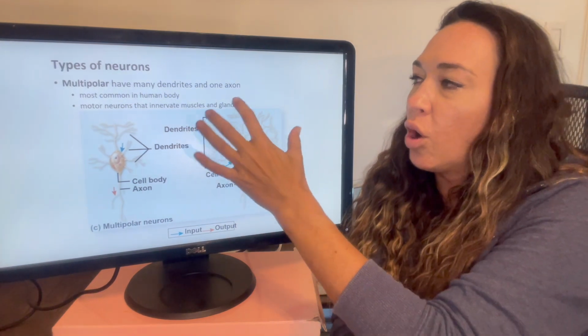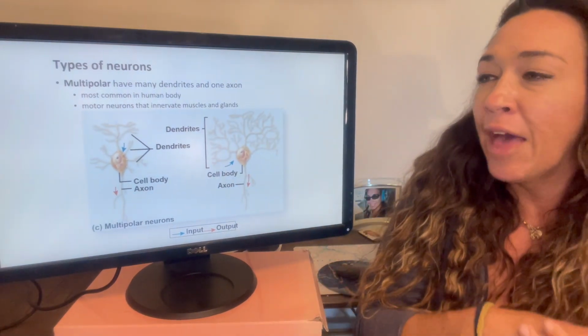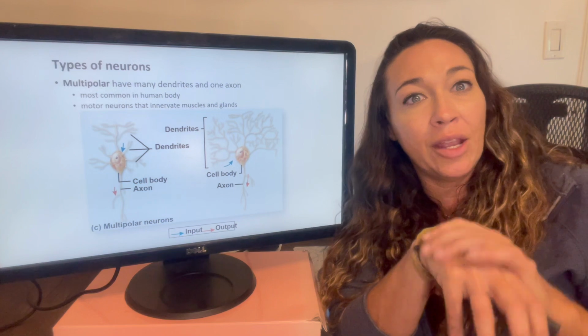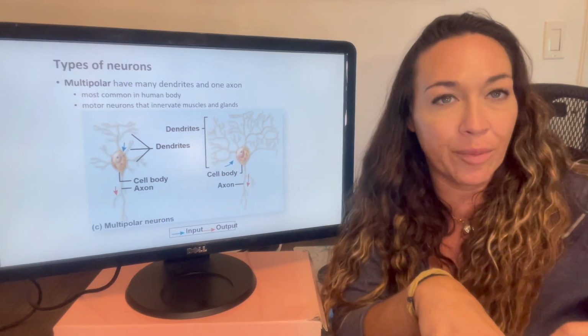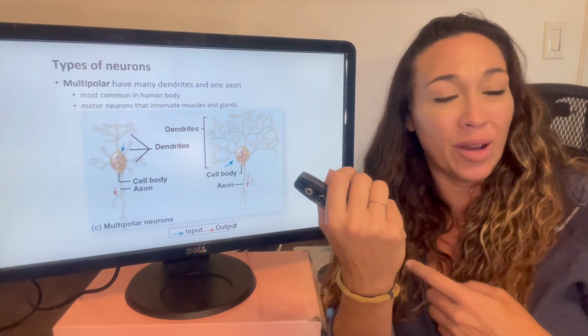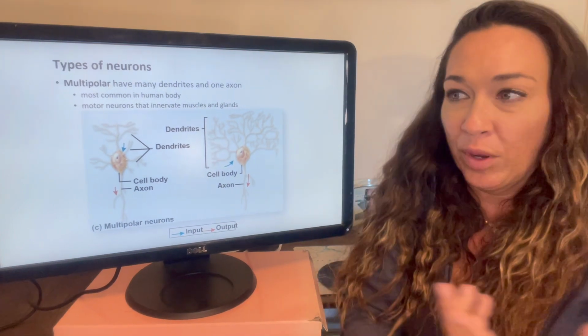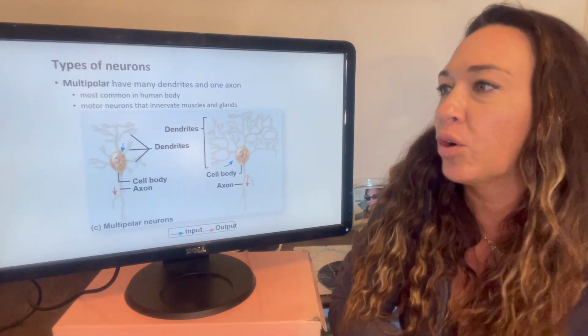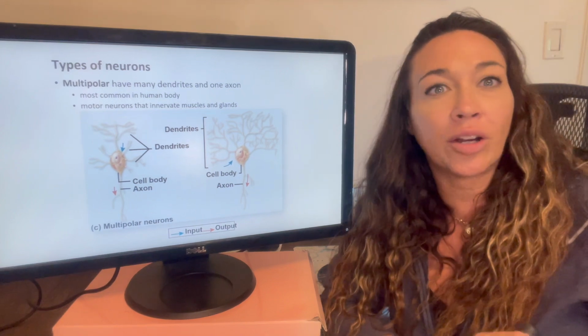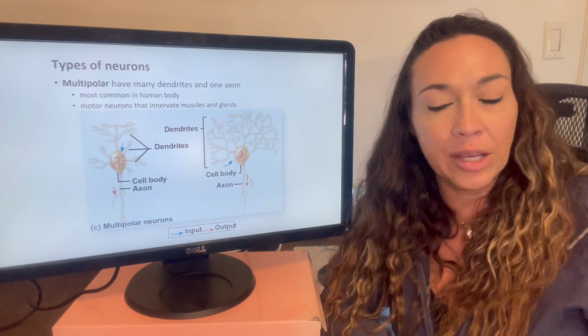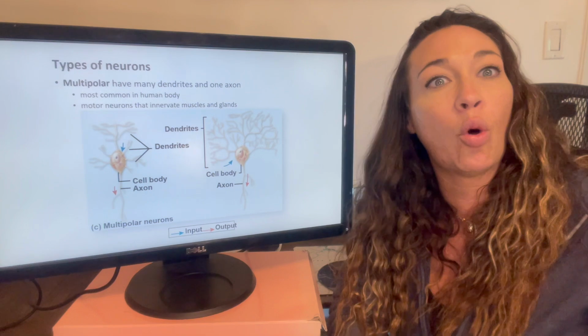So these messages are all coming in from all these different directions. And this is going to be by far the most common in our bodies because of our muscle system. This is how our muscles get signals, and therefore, this is how we basically control everything with our motor neurons. So this is going to be our muscles, our glands, anything like that, which is why it's the most common in our whole body.